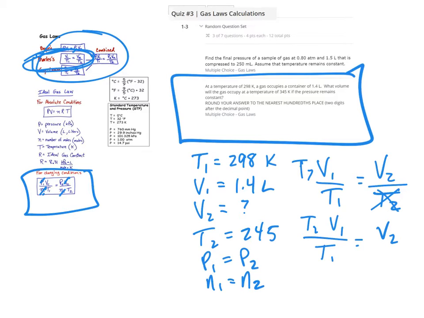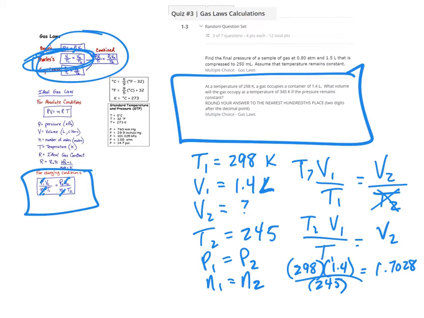Putting my numbers in. Temperature's in Kelvin already, so I'm set to go: 298. Volume 1 is 1.4 liters divided by T1, which is also in Kelvin, 245. And V2 then is going to end up in liters, just like V1 is in liters. Calculator says 298 times 1.4 divided by 245 is 1.7028. And that's going to be in liters.